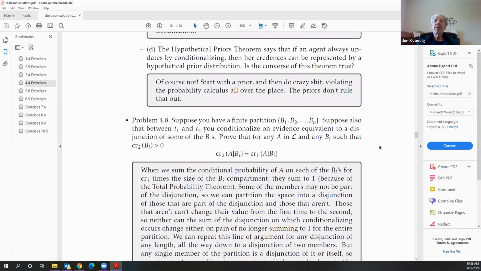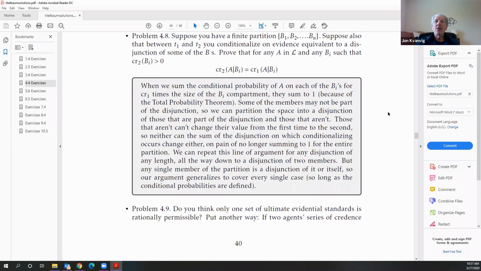Okay, on to D. The hypothetical priors theorem says that if an agent always updates by conditionalizing, then her credences can be represented by a hypothetical prior distribution. Is the converse true? So suppose your credences can be represented by a hypothetical prior distribution. Does it follow that you always update by conditionalization? And the answer is clearly no. Start with a prior that is a probability distribution, and then do crazy things violating the probability calculus all over the place. The priors don't rule that out.